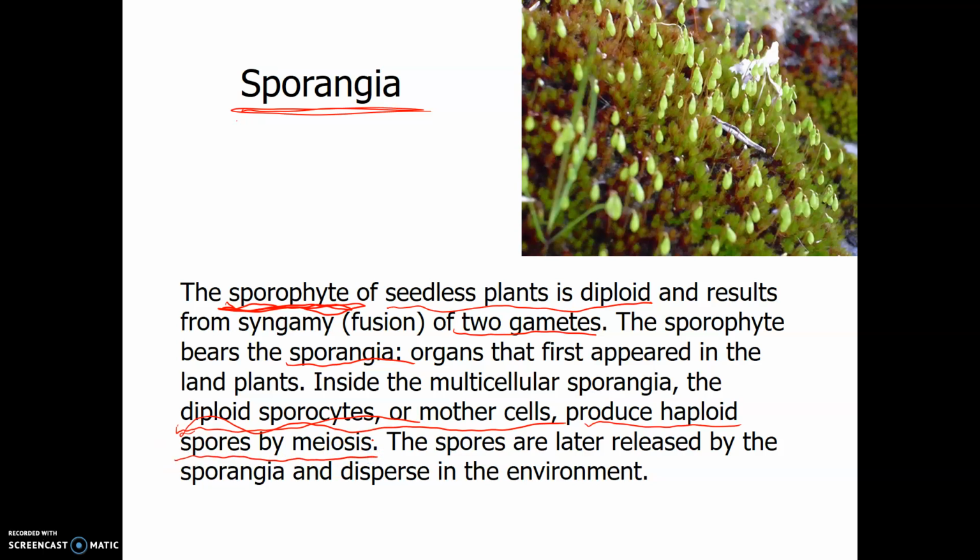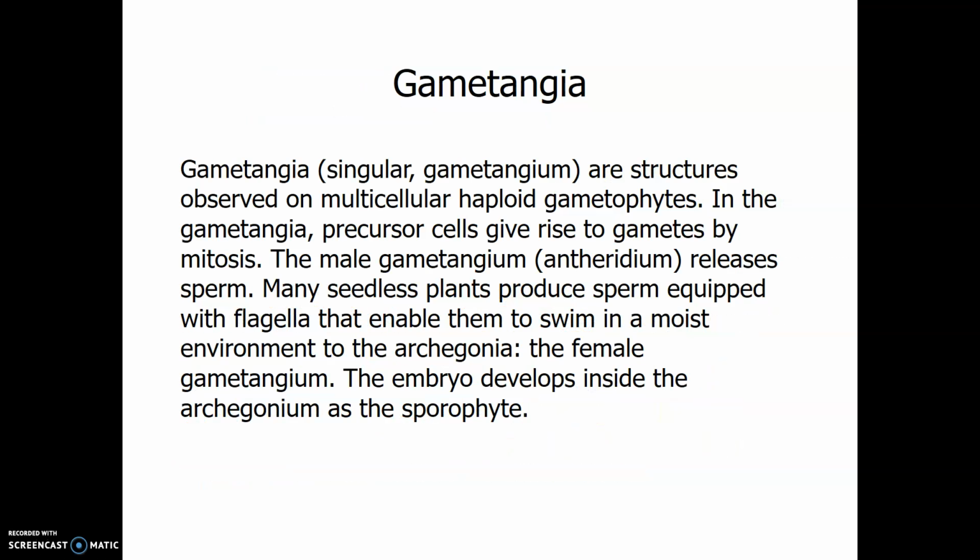So the sporophyte and the sporangia are diploid, and the sporocytes or mother cells are diploid. But those cells divide by meiosis, and the spores themselves are haploid. And then the spores are released and scattered around in the environment, and they can germinate into a gametophyte. So now we'll talk about that.